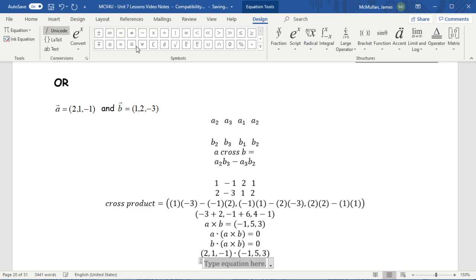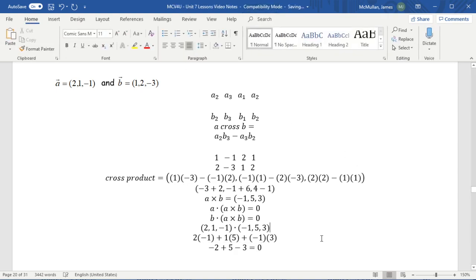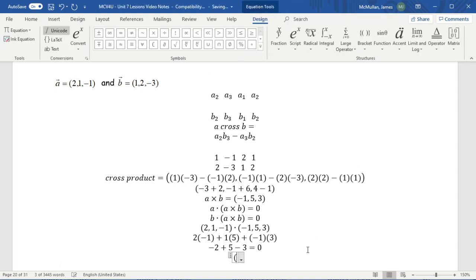Let's dot product that with our answer, negative 1, 5, 3. If you dot product this, you get 2 times negative 1 plus 1 times 5 plus negative 1 times 3. This gives you negative 2 plus 5 take away 3, which gives you 0. Pretty sure I did this right. Let's go ahead and dot with B, 1, 2, negative 3. Okay, we're going to dot with our answer, negative 1, 5, 3.